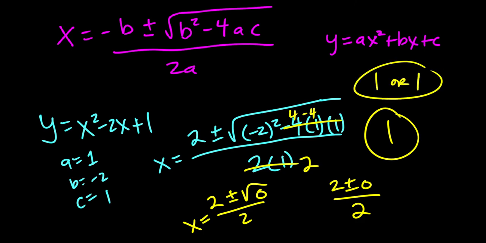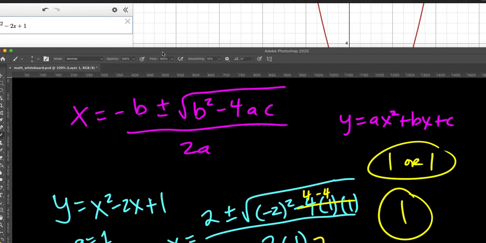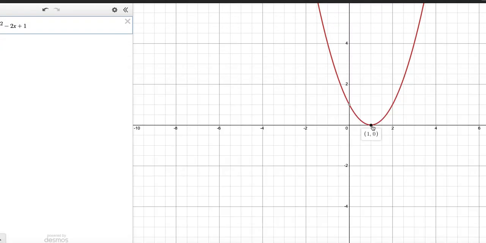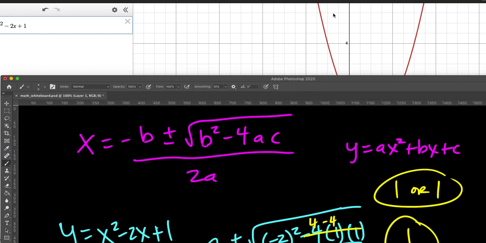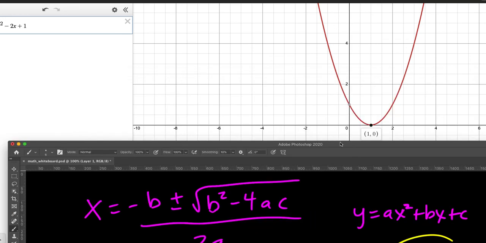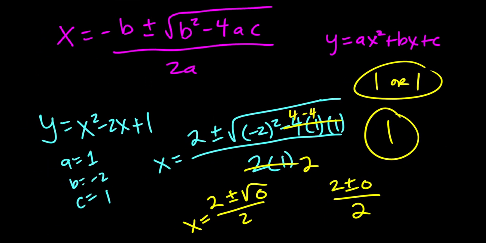but let's look at what the graph does when that happens. So if we have this, we see that the vertex actually lies on the x-axis, and that is the only place we cross, so it's (1, 0). And so when we get repeated roots, meaning we get 1 or 1 from the quadratic formula, just when the square root portion goes to 0, that means that our vertex is on the x-axis.